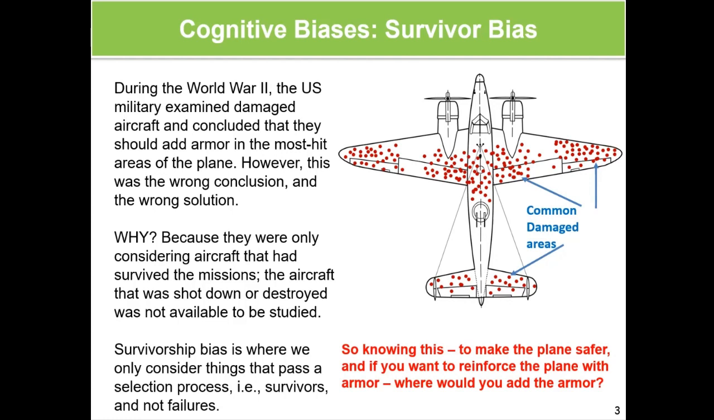So the real action that should be done is not to put the armor where the most damage is, but actually to put it where you don't see the damage. Because those that you do not see the damage, those were the ones that crashed, so they never came back, right? So this is an example of a cognitive bias. It's called survivor bias. If you want to know more about this, you can Google and find out what survivor bias is.